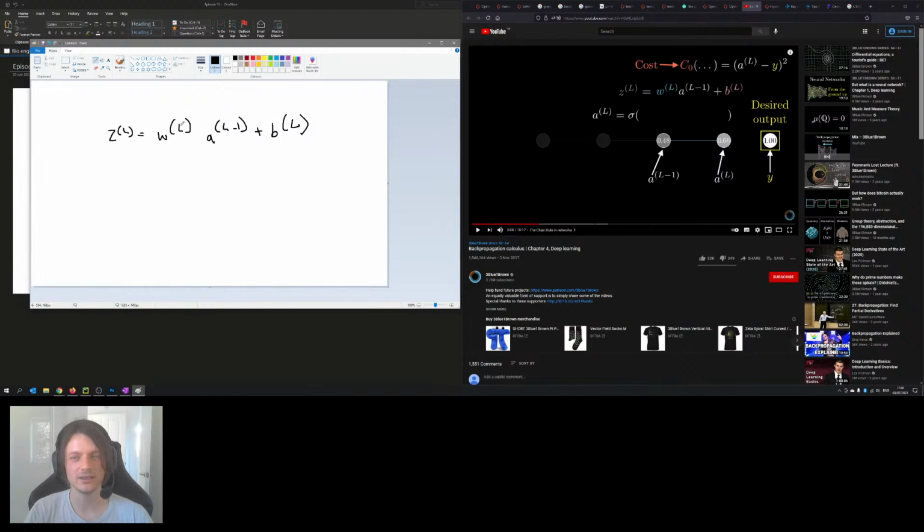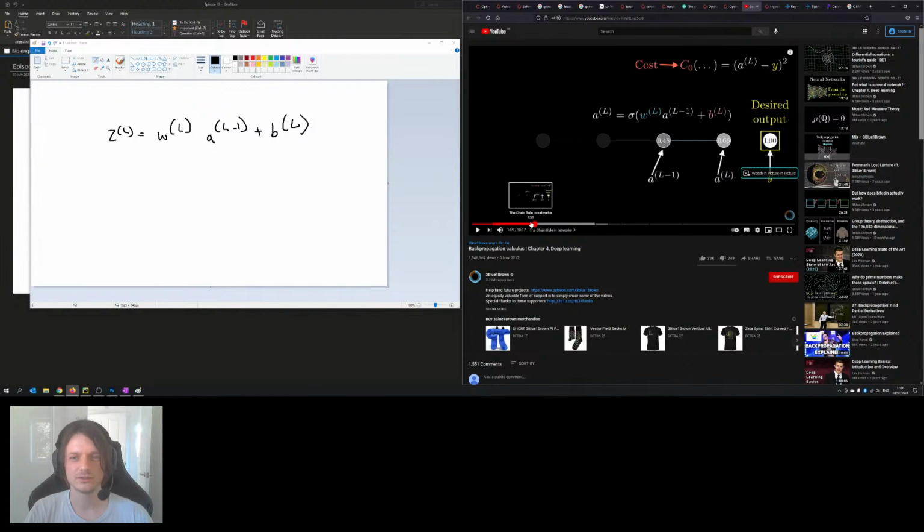So where does the W come from now? Let me just see what it says. As a reminder, this last activation is determined by a weight, which I'm going to call WL, times the previous neuron's activation plus some bias, which I'll call BL. Okay, so the weight is in the middle, I see. That makes sense, doesn't it?